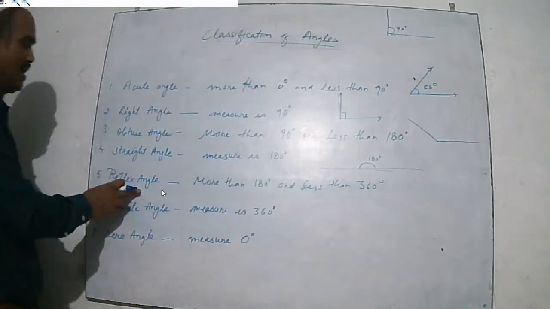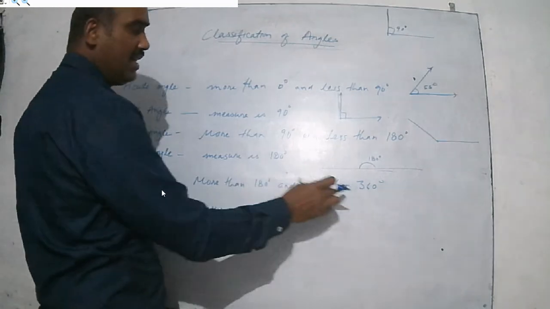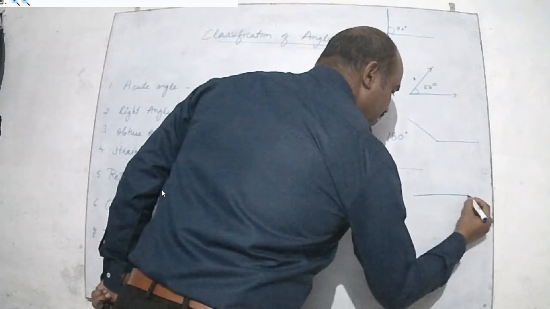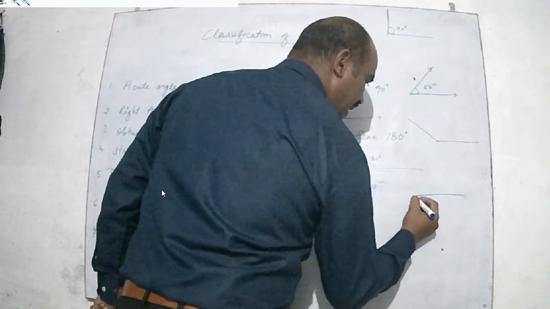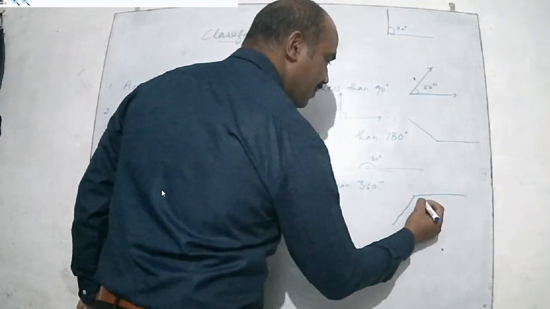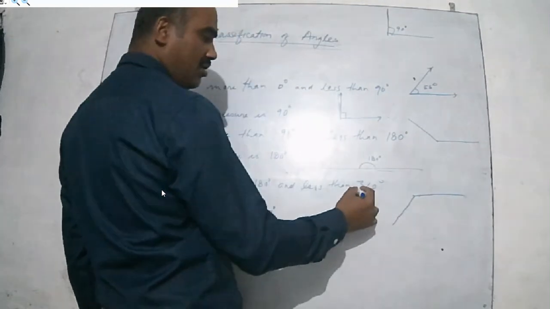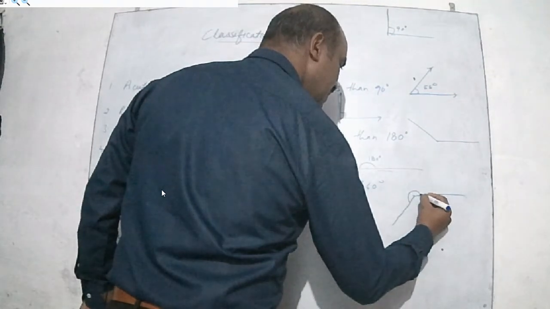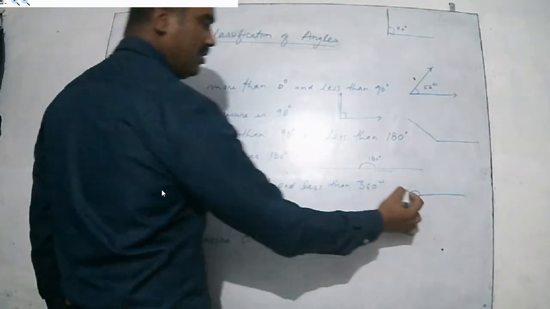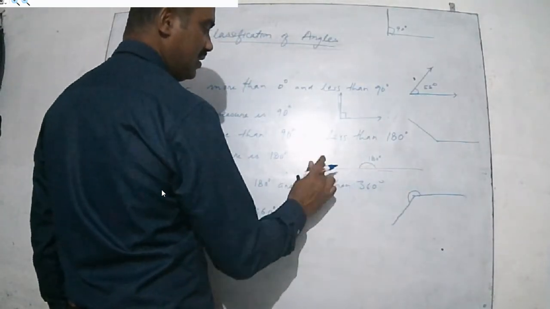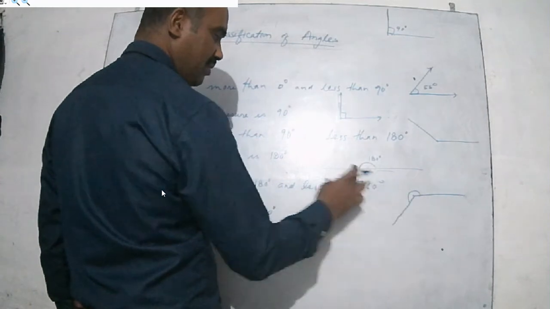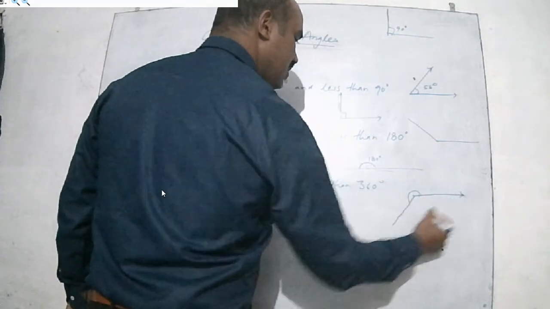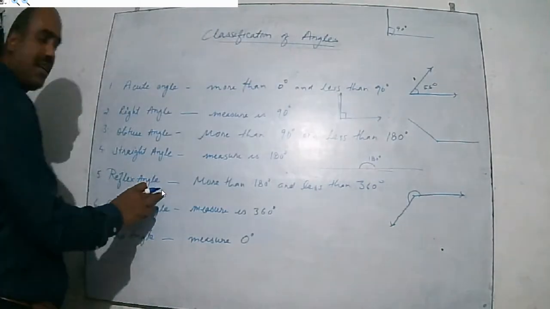And if we talk about a reflex angle, it is more than 180 and less than 360. More than 180. Now here this is our baseline and it goes like this. Okay, so here you see it is more than 180. Yes, it is more than 180. The figure is like this. So it is more than 180 but less than 360. So it is our reflex angle.